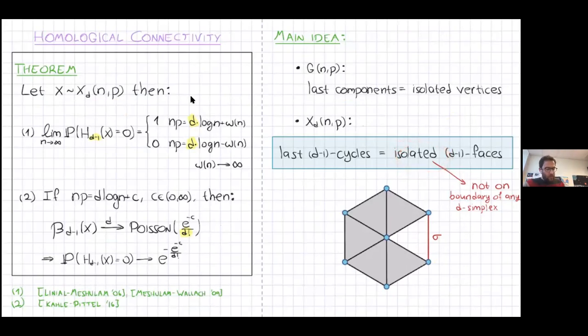What do I mean by that? An isolated vertex is a vertex which is not lying on any edge. Similarly here, an isolated simplex in dimension d-1 is one that is not on the boundary of any d-dimensional simplex. For example, if this is your simplicial complex, all the edges here lie on some triangle, except for sigma on the right, which is not part of any two-dimensional simplex, and therefore sigma will be considered an isolated face. The observation is that before we reach homological connectivity, this is the only thing that we have. We have cycles that are generated by this.